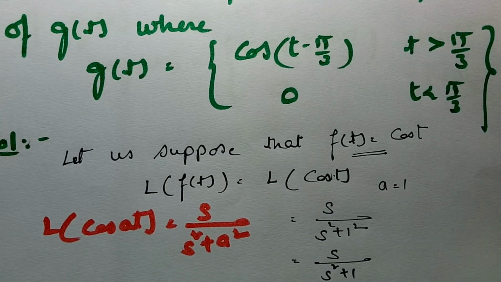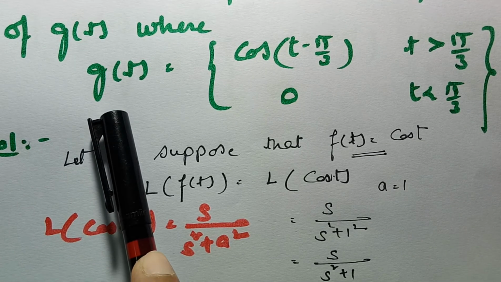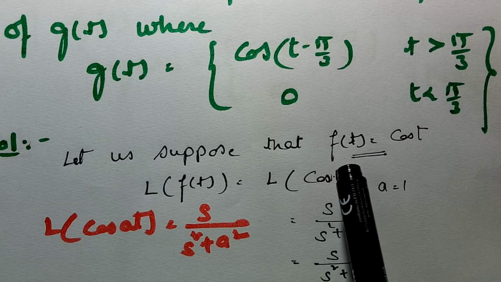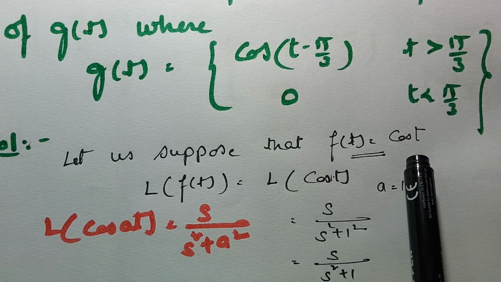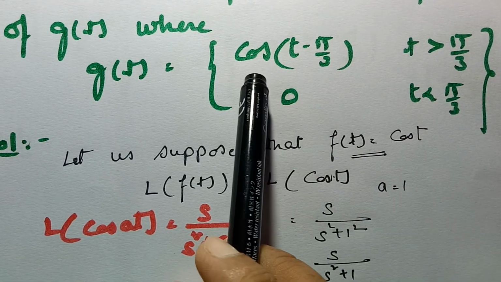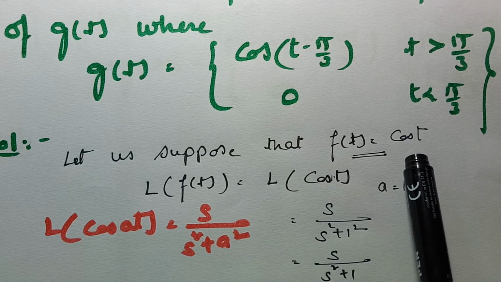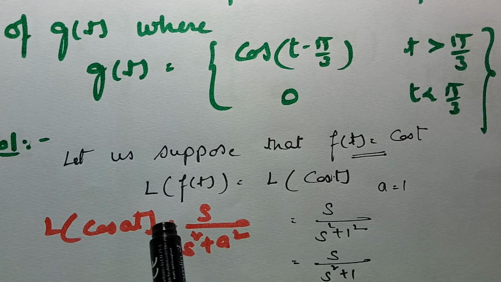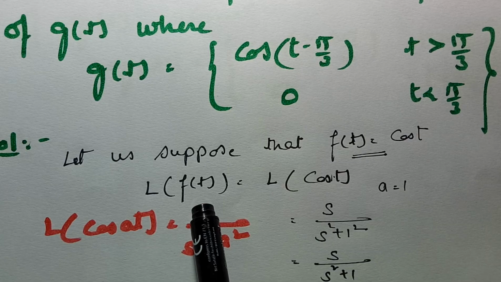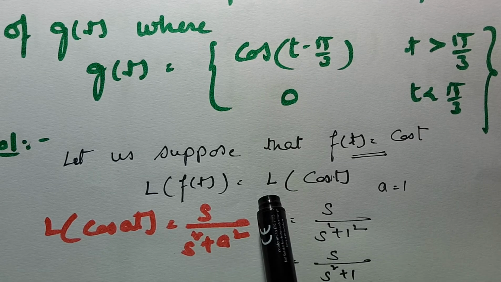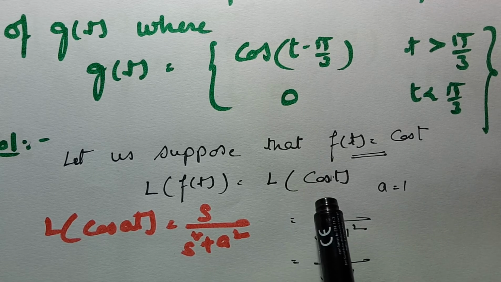So let's once recap. To find the Laplace transformation of the second function g of t, I have to assume the first function f of t as cos t. As this is very similar, if you see the question, you can frame f of t, the first function, as cos t. And we have to find the Laplace transformation of f of t, that is Laplace transformation of cos t.